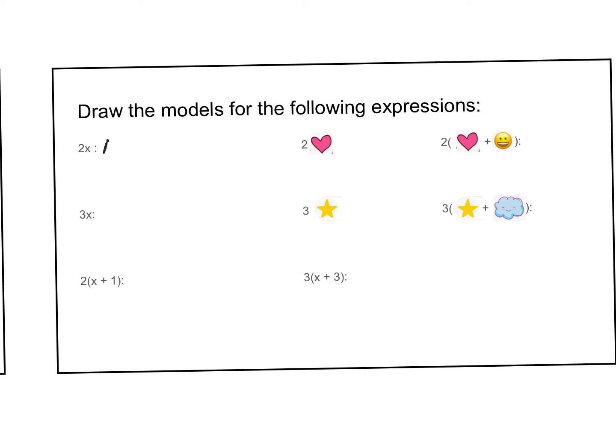So for example, we've been using triangles. 3x would be 3 triangles because it would be 3 groups of that number. 2 hearts would be 2 groups of hearts, so it would just be a heart and a heart. 3 stars is kind of the same thing, so it would just be 3 groups of stars.